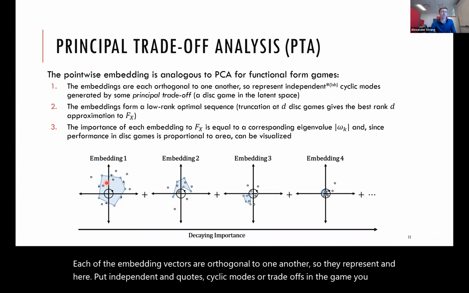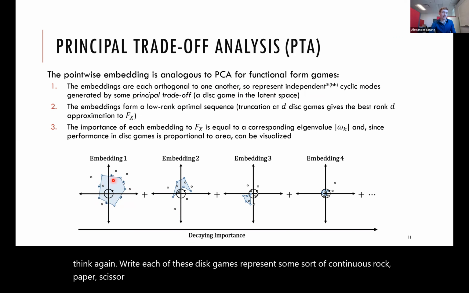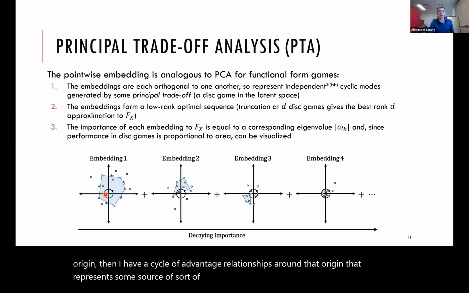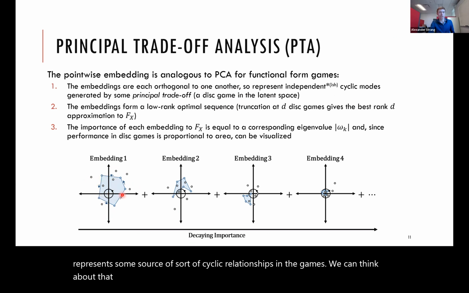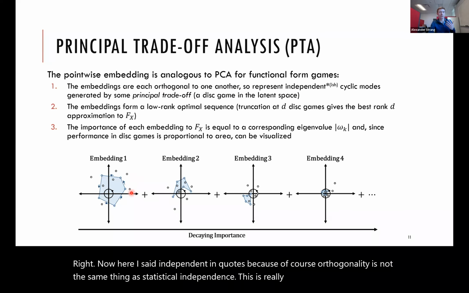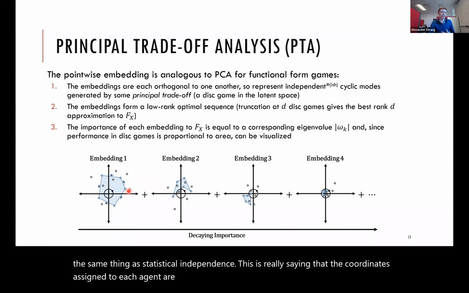You can think again, right? Each of these disk games represent some sort of continuous rock, paper, scissors trade-off. So if I can embed points and those points land around the origin, then I have a cycle of advantage relationships around that origin. And that will represent some source of cyclic relationships in the games. We can think about that as some strategic trade-off. Right. Now, here I said "independent" in quotes because, of course, orthogonality is not the same thing as statistical independence. This is really saying that the coordinates assigned to each agent are uncorrelated if you sampled the agent at random.